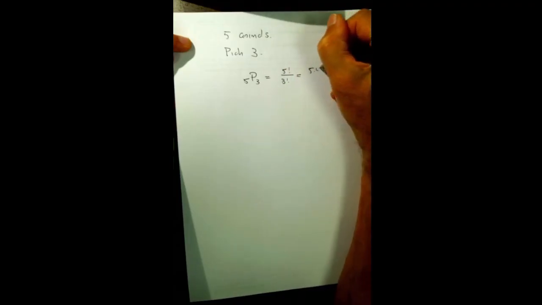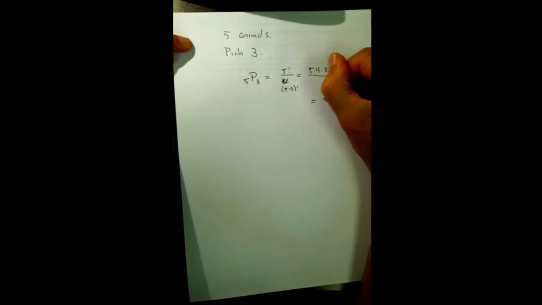This is going to be what? 5 times 4 times 3 times 2 times 1 divided by, oops, sorry, this should be 5 minus 3 factorial. So that's going to be 2 times 1, 2 factorial. It's 5 times 4 times 3, and this gives us the exact same thing we got before.